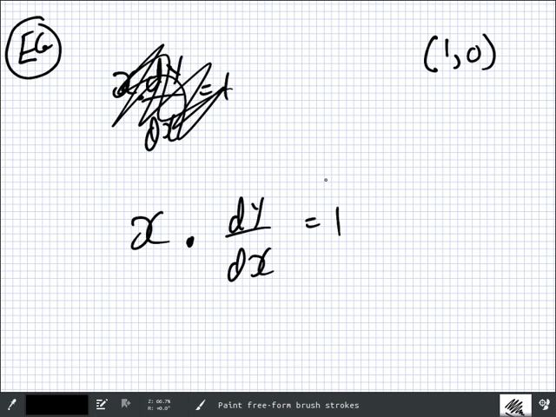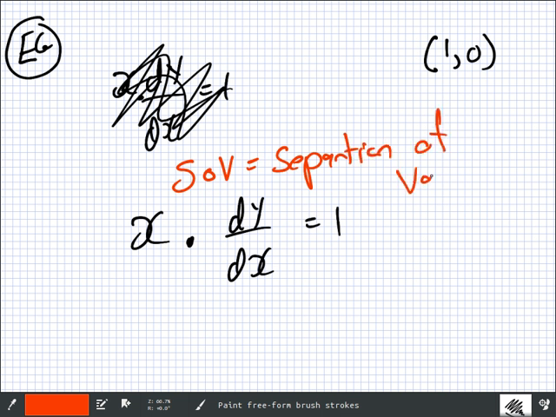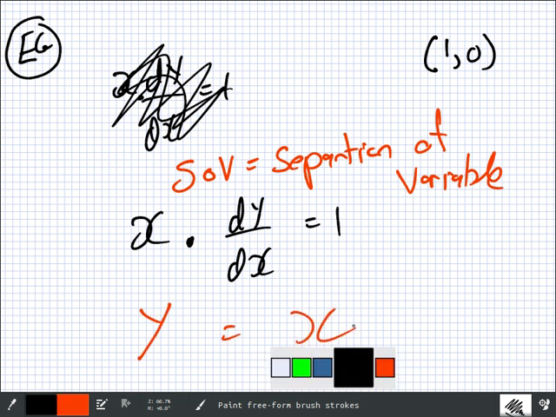So, Ben, what you're doing is called SOV. Separation of variables. Where you put the y on one side and the x on the other.